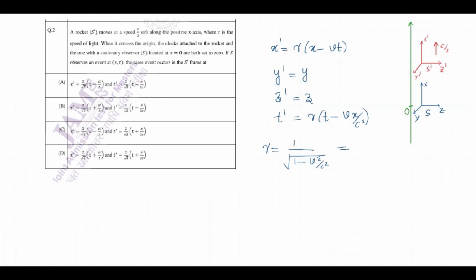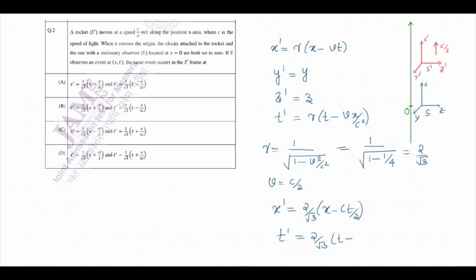In our case, v is c by 2, so that becomes 1 minus 1 by 4, and gamma is 2 by root 3. This is the value of gamma, and v, of course, is c by 2. So substituting those values, we get x prime is equal to 2 by root 3 into x minus ct by 2. y prime is, of course, y, z prime is z, and t prime is 2 by root 3 into t minus x by 2c.